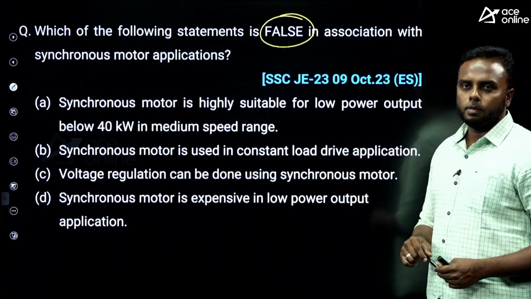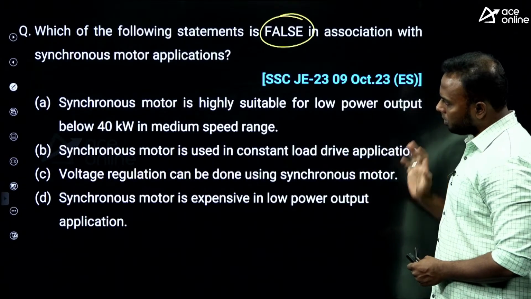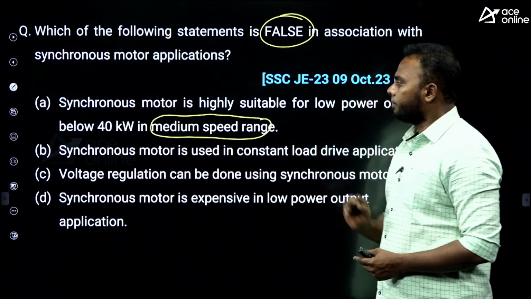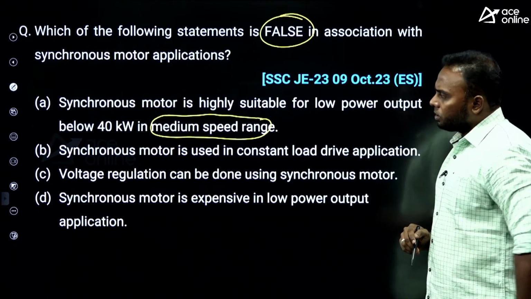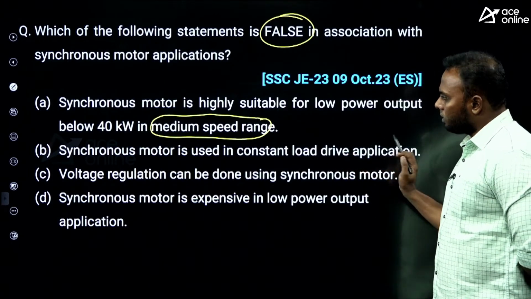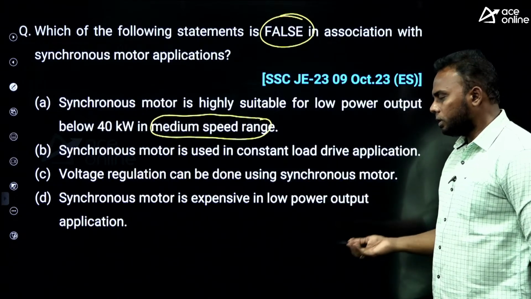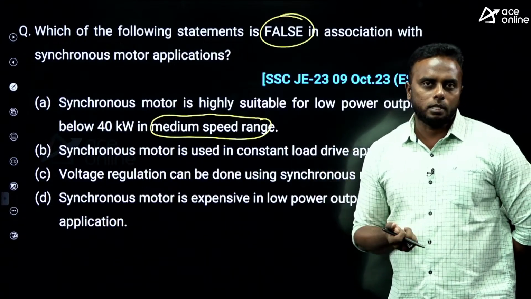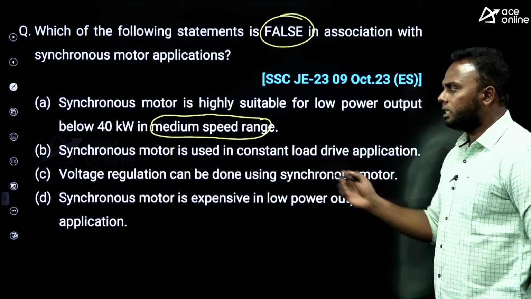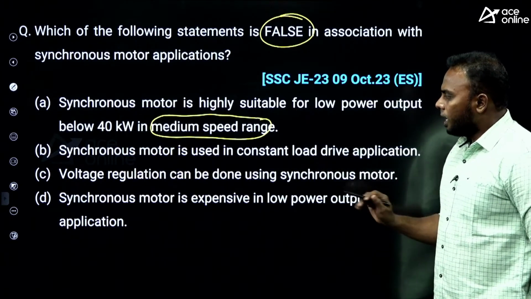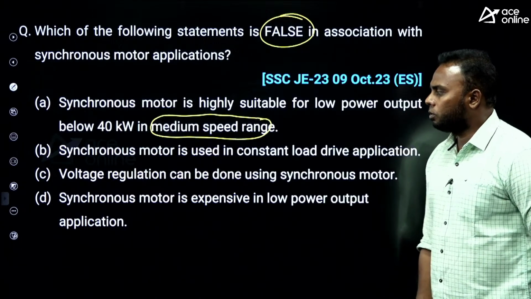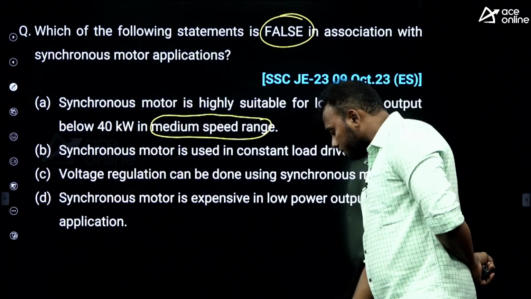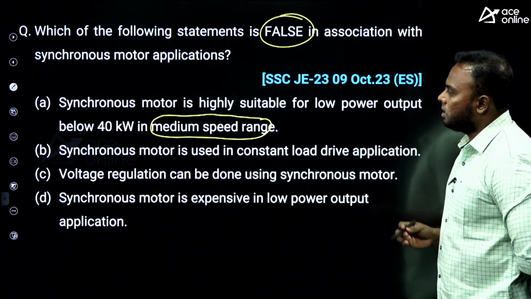You can see the first option: synchronous motor is highly suitable for low power output below 40 kilowatt for medium speed range. Second option: synchronous motor is used in constant load drive application. Voltage regulation can be done using synchronous motor. Yes, we use the synchronous motor as a condenser to change voltage levels in the transmission network, so we can do voltage regulation using this. And synchronous motor is expensive for low power output application. So what will be the false statement here?